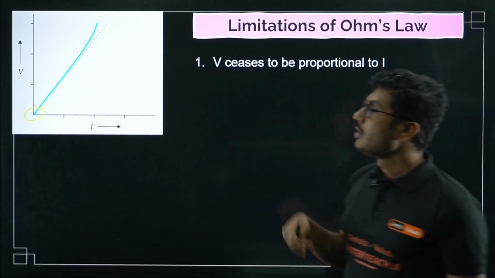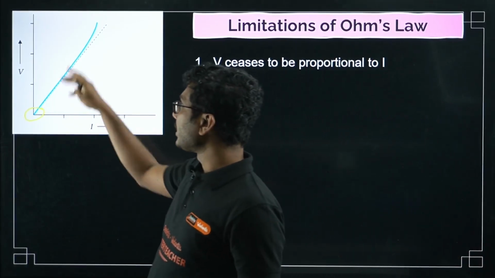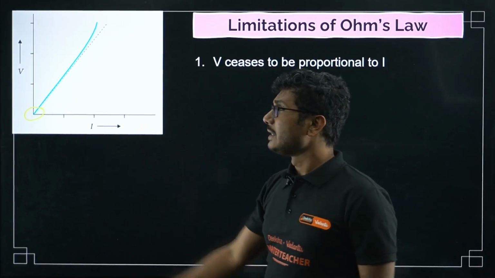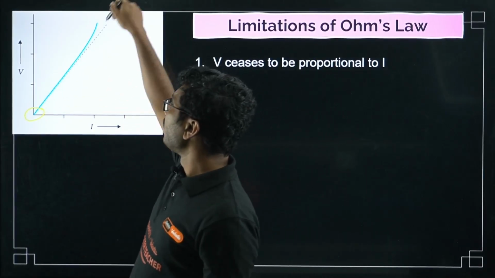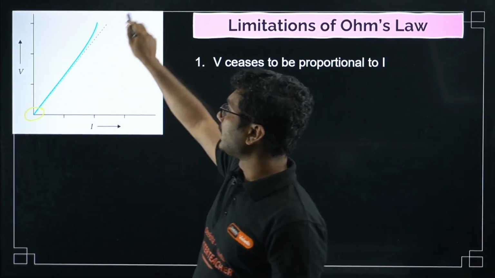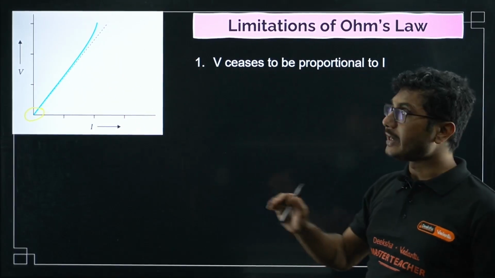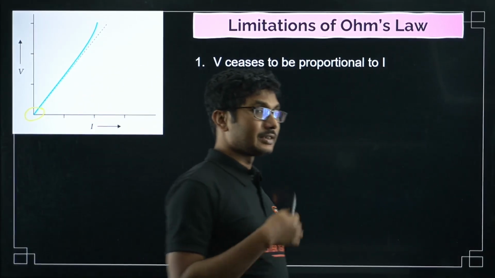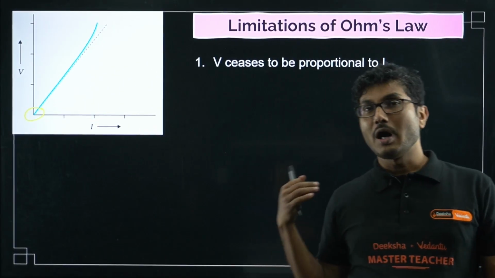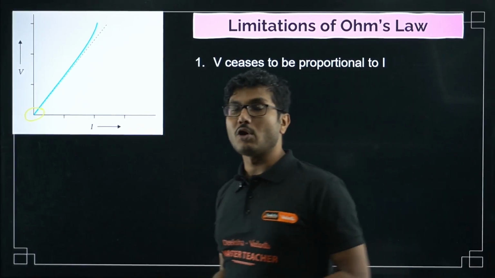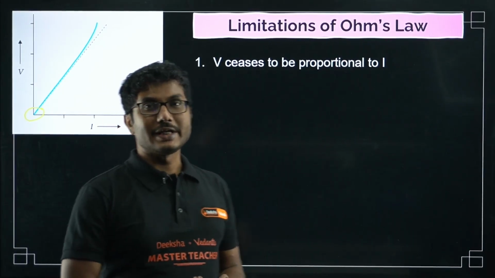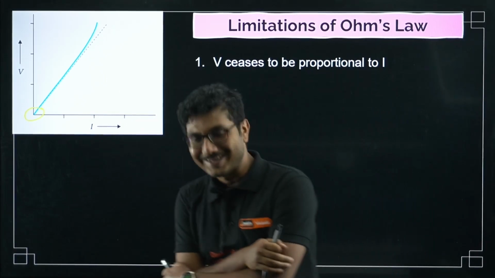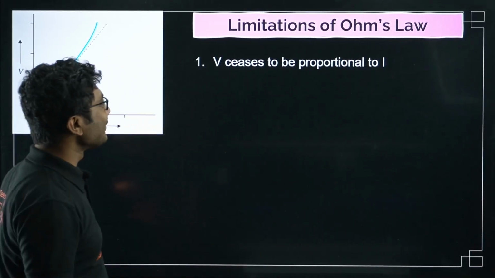But if you keep on increasing the voltage, after some time, some conductors generally do not follow this proportionality dotted line, but they tend to deviate from it. So this is the case where it says that V ceases to be proportional to I. I and V are no longer proportional, they changed their relationship, and it is complicated right now. So let's move on to the next case.